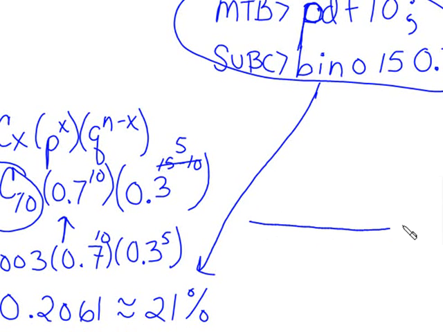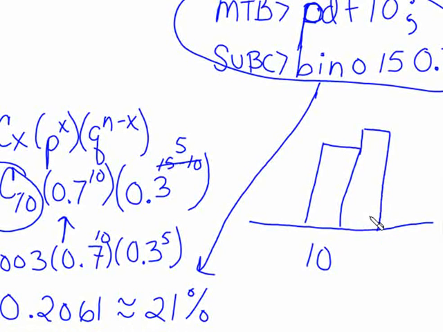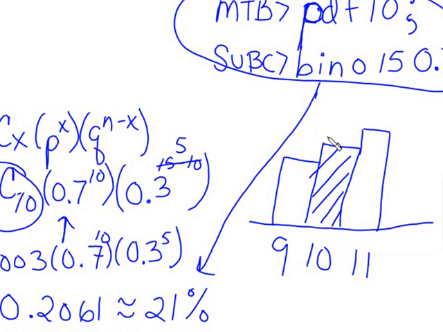And just as a visual, so you can see for later reference, if we're looking for exactly 10 houses to have cable versus 10 and 11 or 9 and 10, it would look like this. You'd have exactly 10 houses having cable. That's when you use your PDF in Minitab, when you want just 10 houses to have cable.